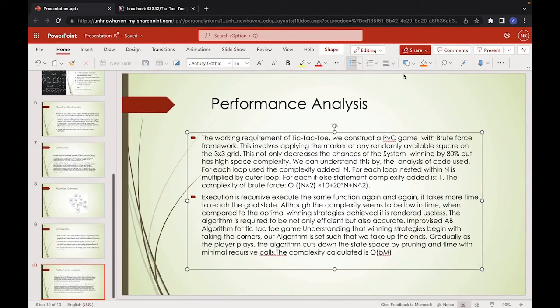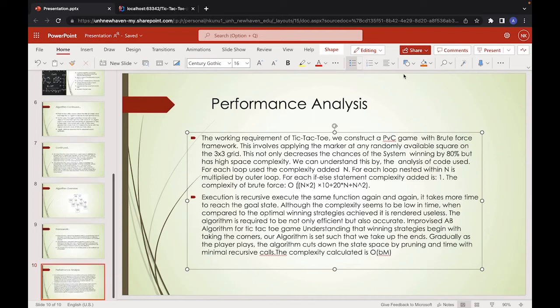This involves applying the marker at a randomly available square on the 3 by 3 grid. So the chances of winning are 80%, but it has a higher space complexity. We can tell that because when we analyze the code, there are two for loops which add an n complexity each respectively. Each loop nested within an n is multiplied by the outer loop.